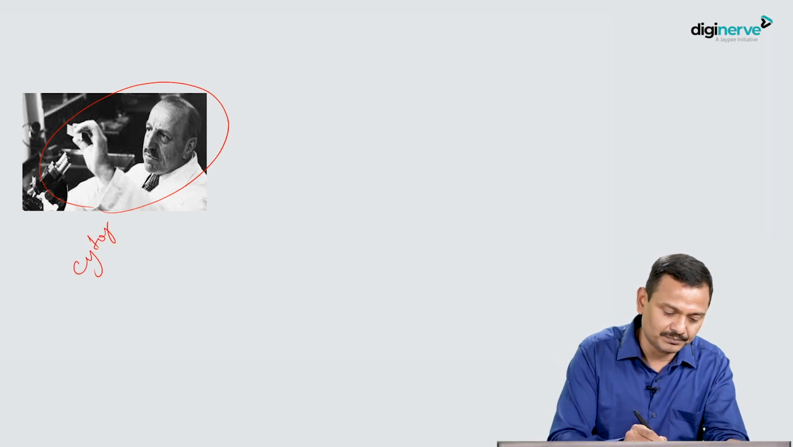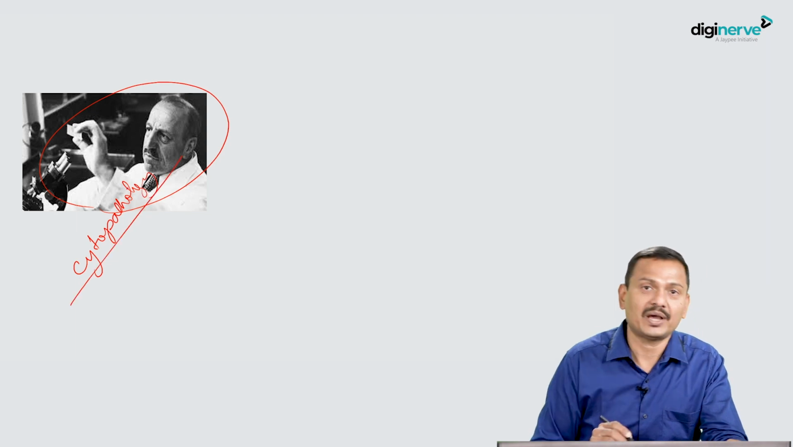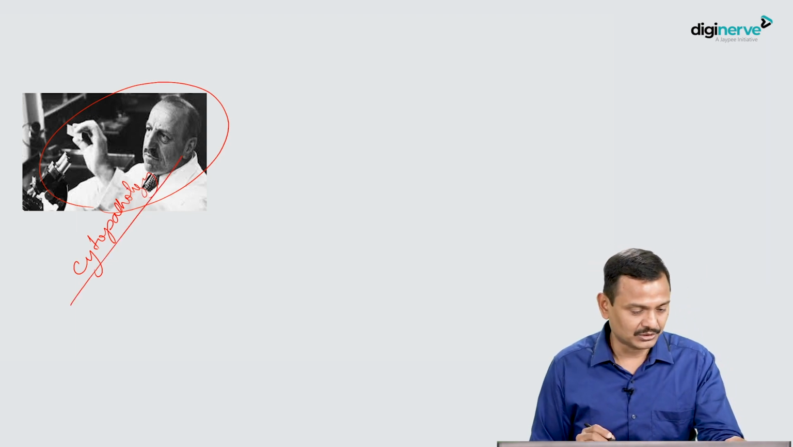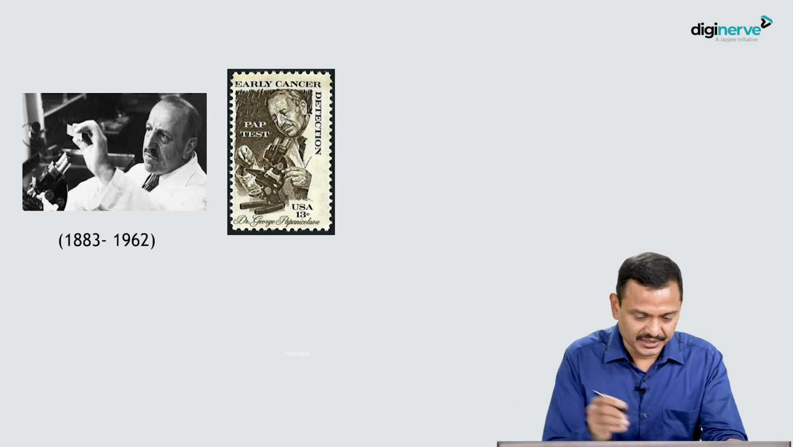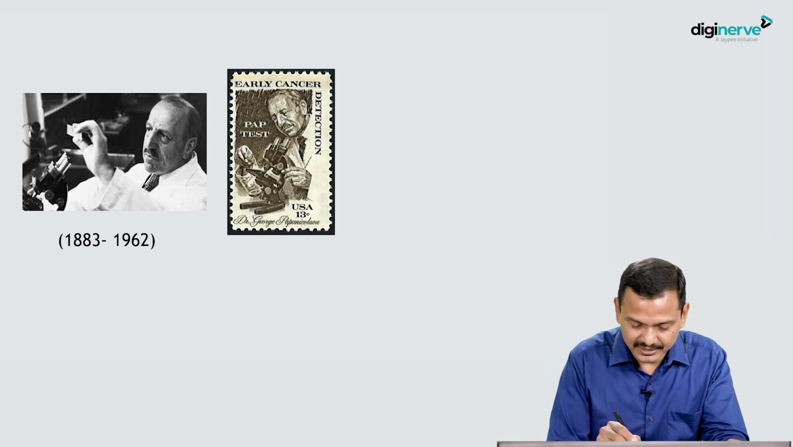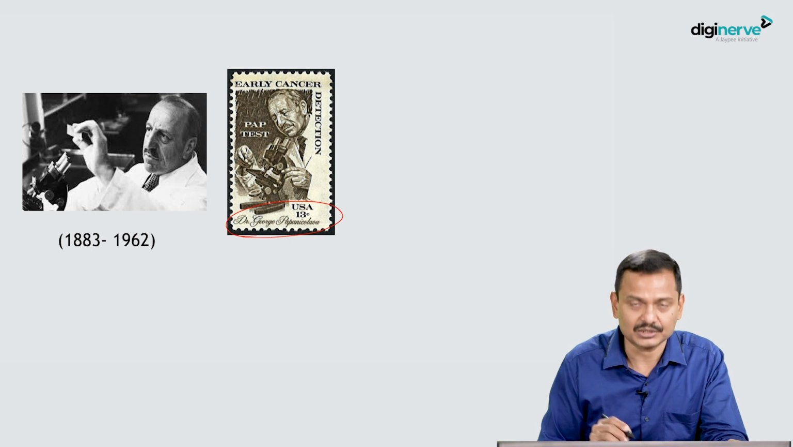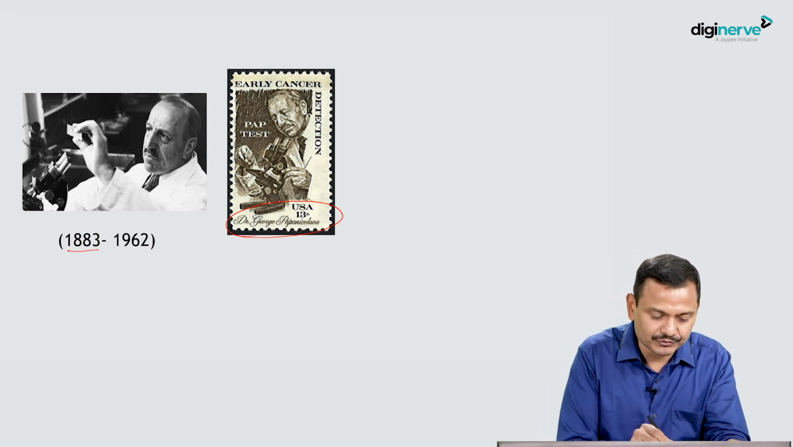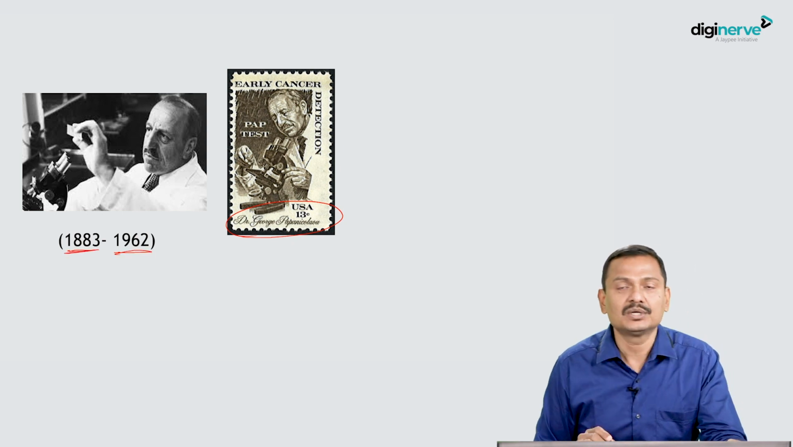Now here comes another famous personality. You have to remember this image. He is again, you can say, one of the pioneers in the field of pathology and specifically cytopathology. Okay, he is the person who is credited to have started cytopathology. Okay, so he is, yes, can you guess? He is George Papanicolaou. Okay, he lived from 1883 to 1962.